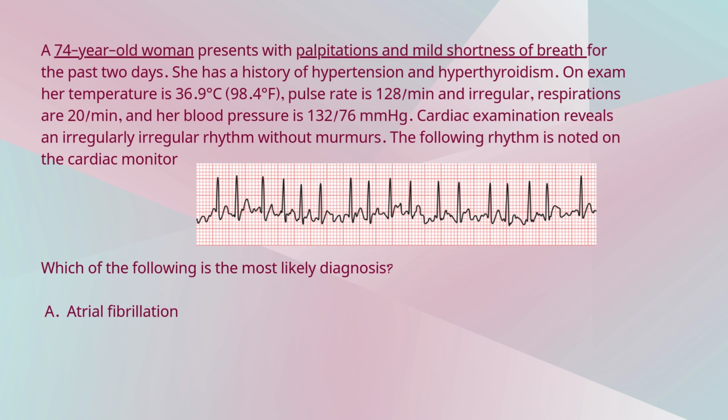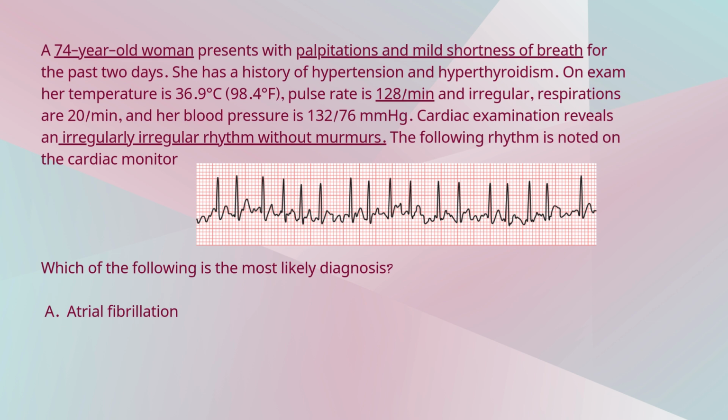This is an older lady with symptoms of a dysrhythmia. She's got palpitations, shortness of breath. We also see that she is tachycardic and that she has an irregular rhythm. And we know that that is classic for AFib. Again, the hallmark of AFib is an irregular rhythm without P waves. So hopefully you guys got this one. Let's go on to question 2.